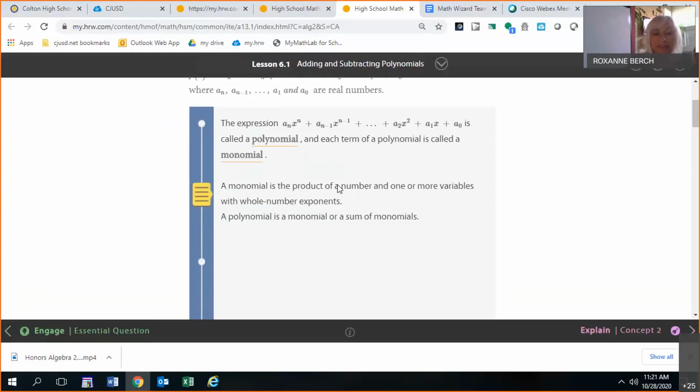I want you to write this definition down. A polynomial is a single monomial or a sum of monomials. That's why the definition is many terms. It could be one term, or it could be a sum of terms. All right, does anybody need more time before I scroll down? Yeah. Okay.